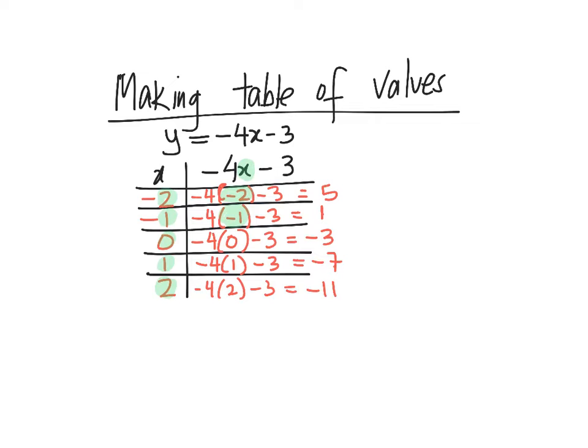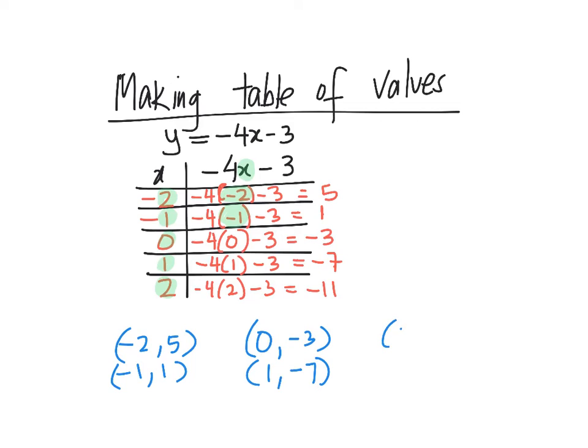Now when you're graphing these points: negative 2, 5, that's the first point. Negative 1, 1, that's the second point. 0, negative 3, that's the third point. 1, negative 7, that's your fourth point. And 2, negative 11, that's your fifth point.